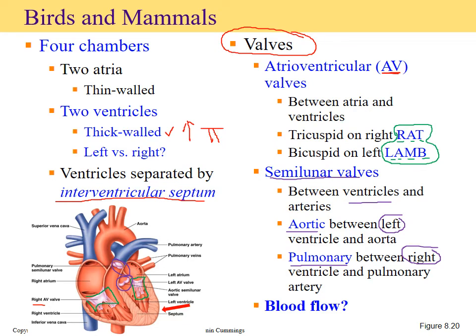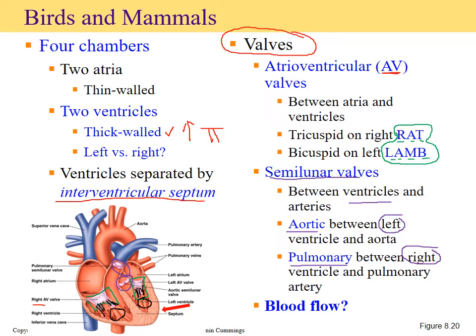Now, those of you who are looking at the picture might also notice that there is quite a structural difference between the AV valve and the semilunar valve. When you look at your AV valve, you're going to see these little threads that come down from it. These are called chordae tendineae. Some of you might know them as tendinous cords. These cords are only found in the AV valve, and they connect with the papillary muscle that you see right here. They tug at each other, and that's how the valve opens and closes.